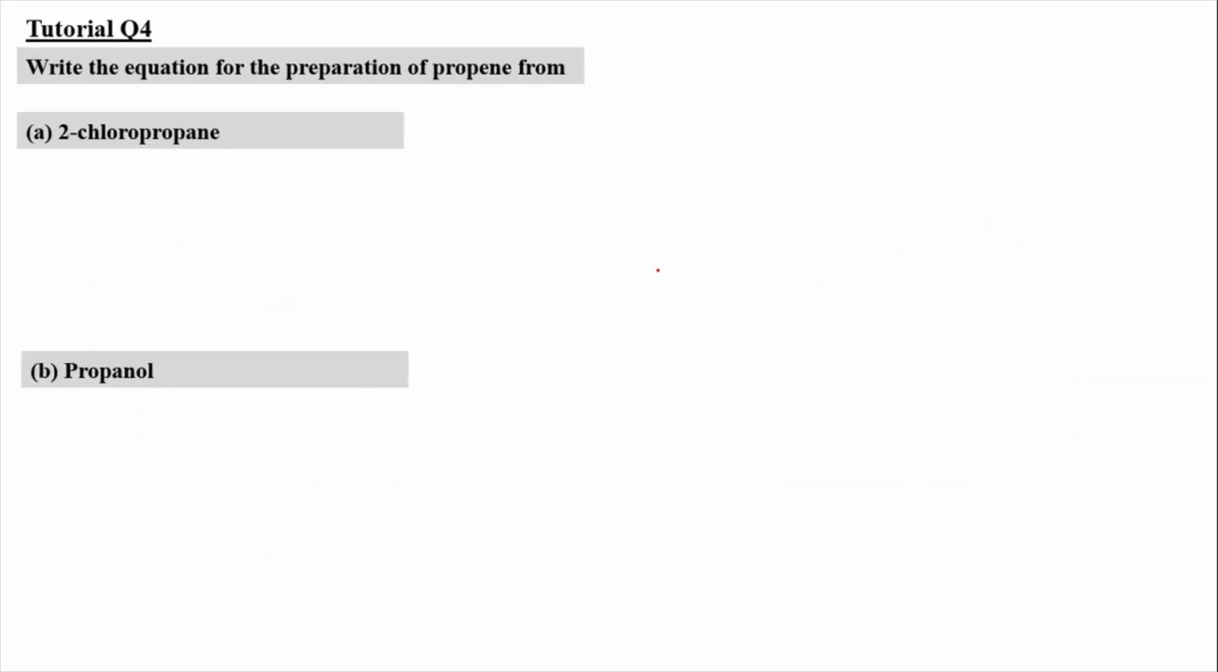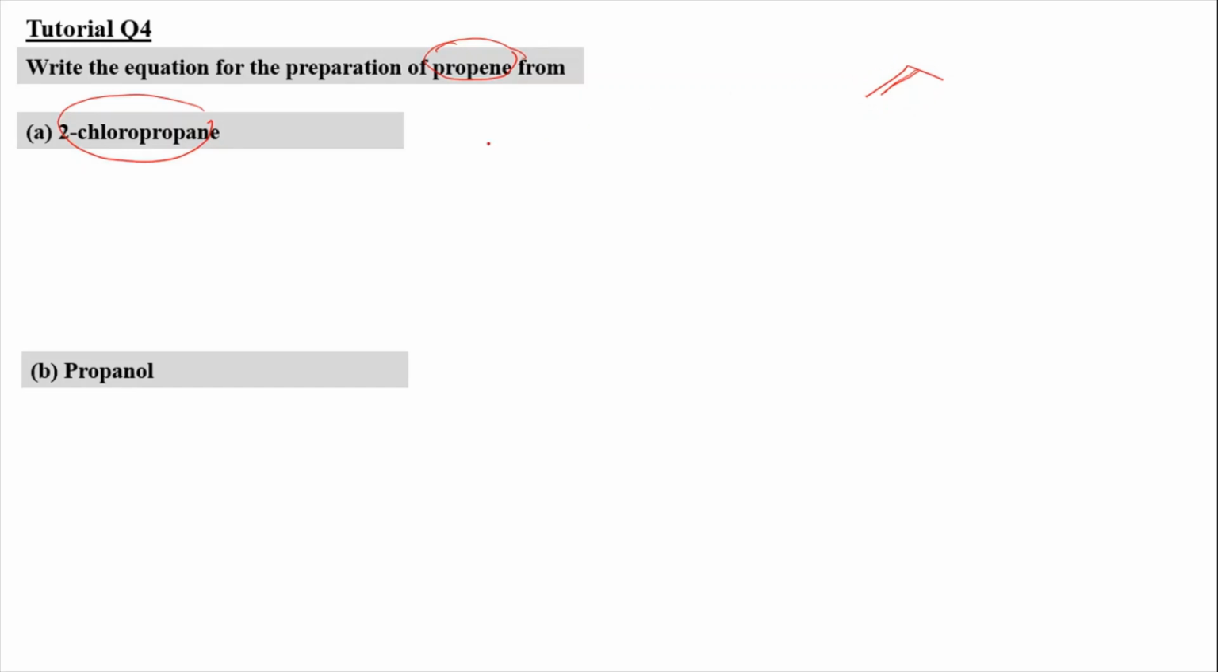Now for tutorial question 4, we have to write an equation for the preparation of propene from 2-chloropropane. So you know that your starting material is going to be 2-chloropropane, and you are required to prepare propene. So the idea is your product is going to be propene. Propene has 3 carbons, so 1, 2, and 3, and one of the bonds is going to be a double bond. So this is your target.